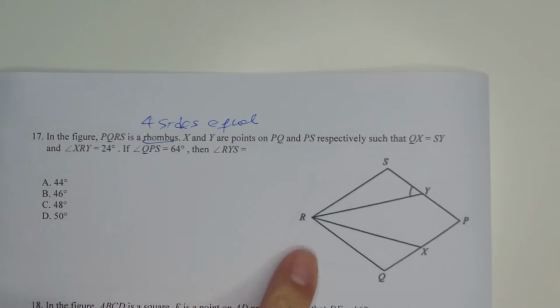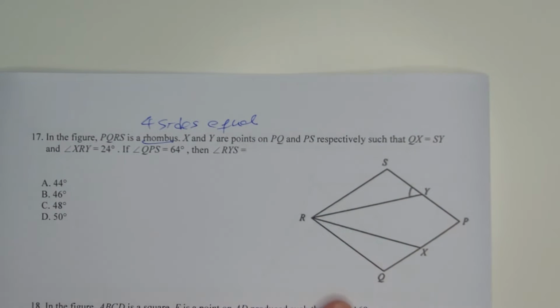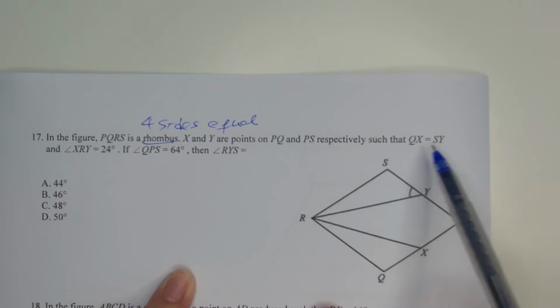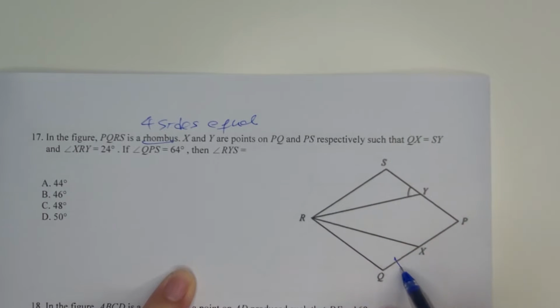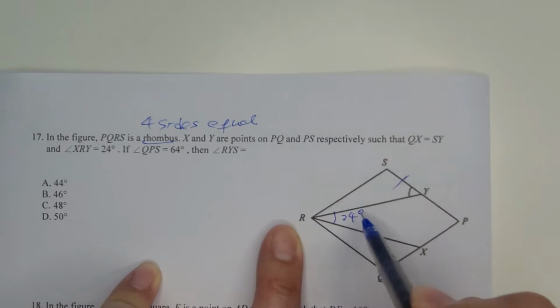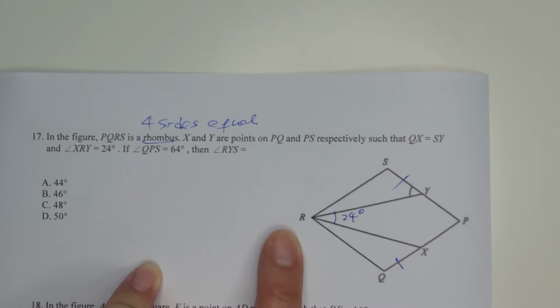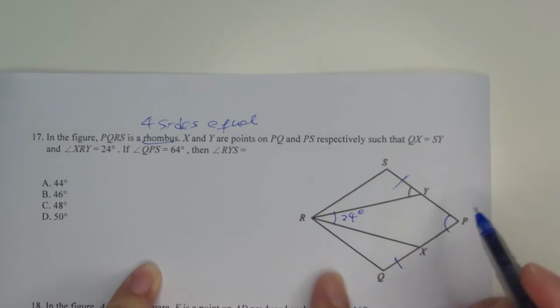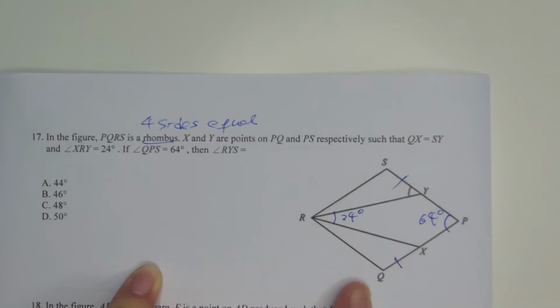Okay, and then X and Y are the points on PQ and RS such that QX equals SY. And angle XRY is 24 degrees. Also another angle, QPS, that is 64 degrees. And the question wants to know the angle RYS.